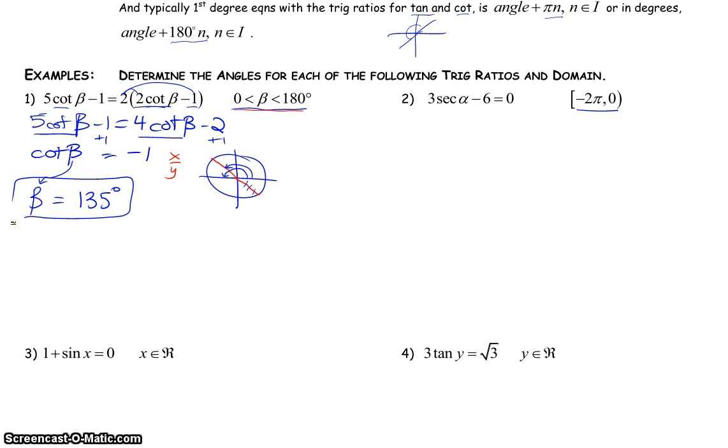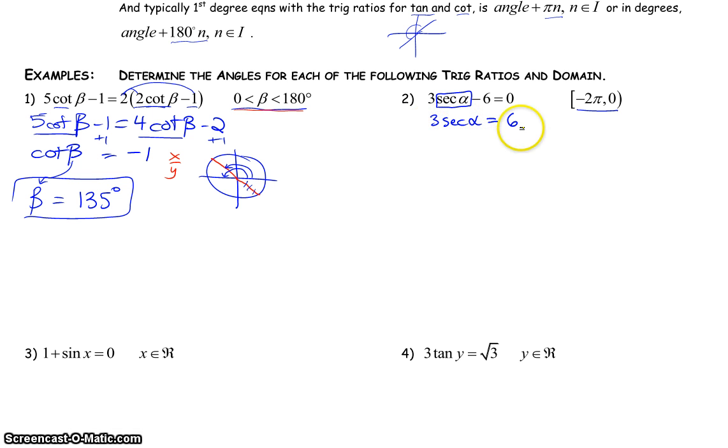All right, let's take a look at example number 2 here. 3 secant alpha, so another Greek alphabet letter, minus 6 equals 0. So again, we want to isolate secant alpha. So we are going to add 6, first of all, to the other side. You always want to eliminate your adding, subtracting first. You basically are reversing BEDMAS is what you're doing. So we're getting rid of adding, subtracting, then getting rid of multiplying and dividing, and then exponents, etc.